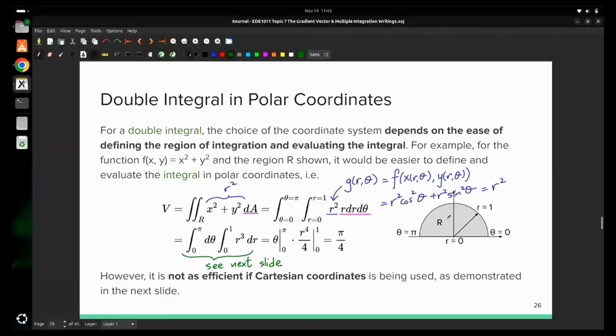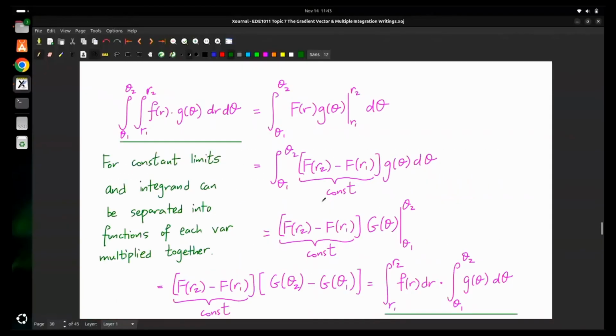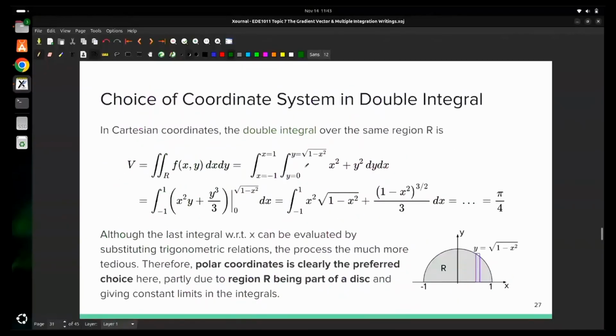Because if you observe, in polar coordinates, for this semicircle or semi-disc, the limits are constants. We always prefer constant limits. But if you look at the Cartesian version, the limits are not constants. For example, this y limit is not a constant, it's a function. So it will certainly take a lot more time. That will generally be the case.